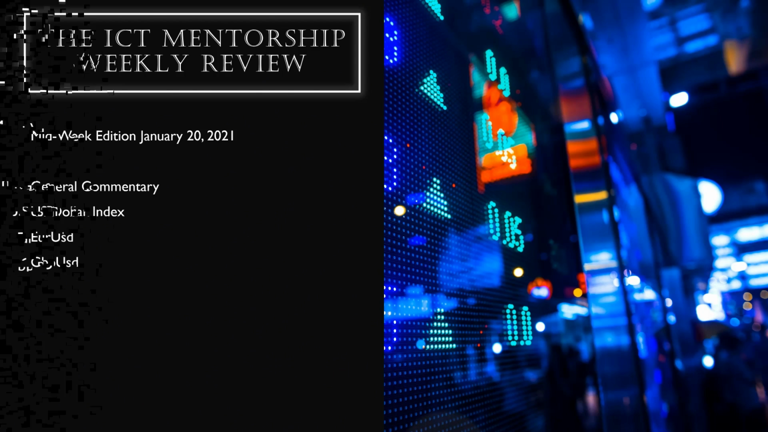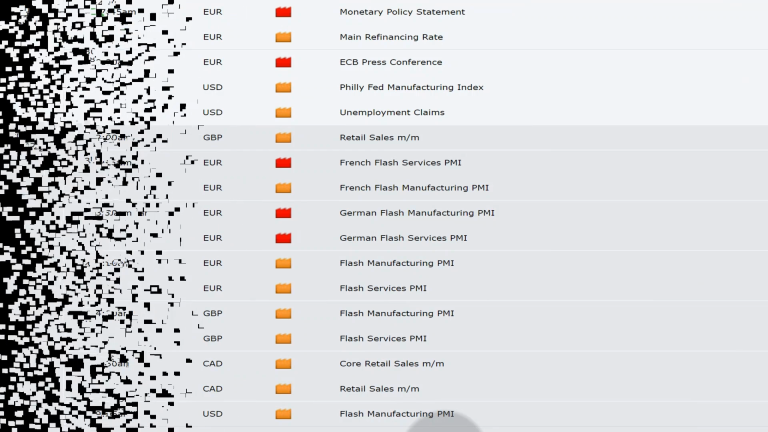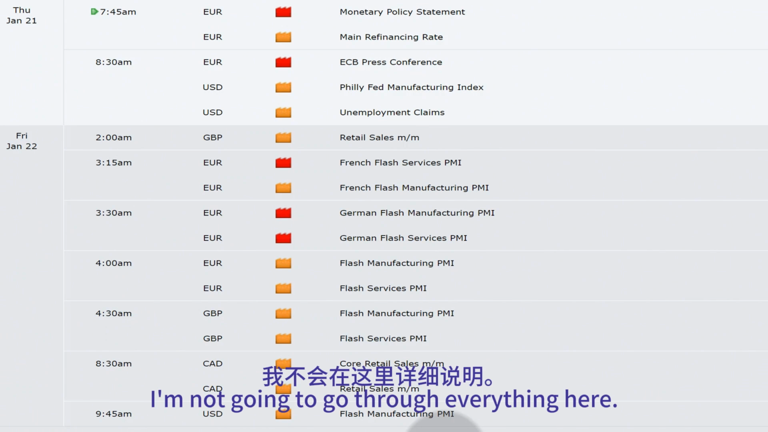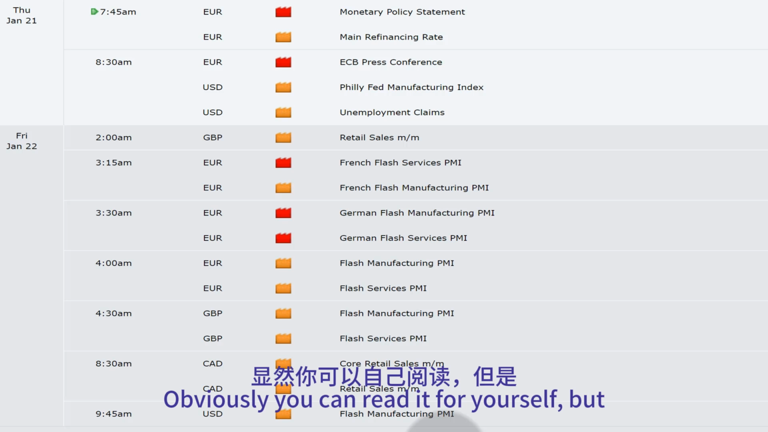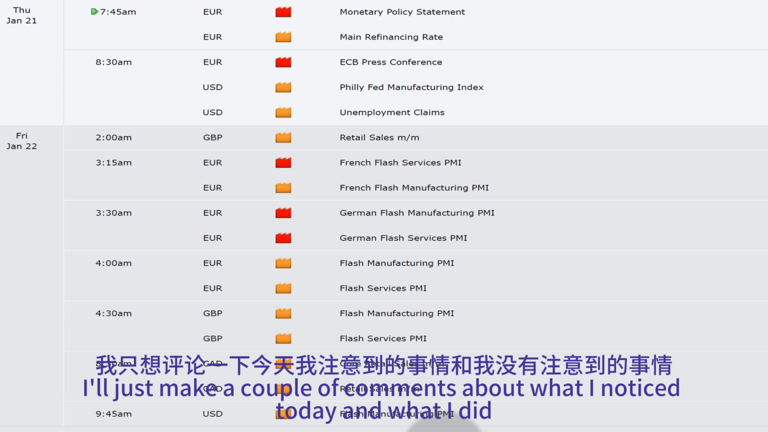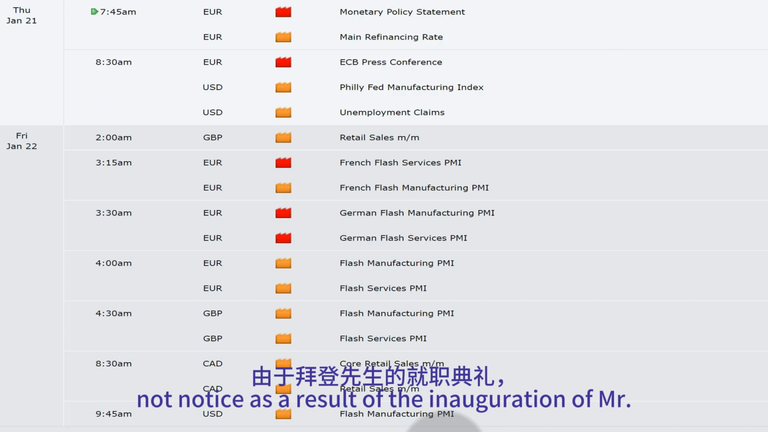All right, so here's the economic calendar for the remainder of the week. I'm not going to go through everything here. Obviously, you can read it for yourself. But while the calendar is up, I'll just make a couple comments about what I noticed today and what I did not notice as a result of the inauguration of Mr. Joe Biden.